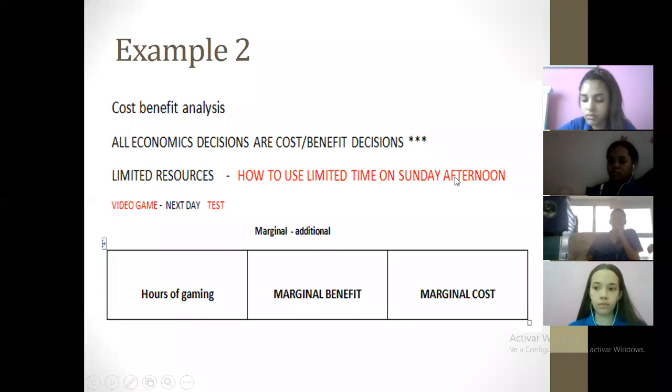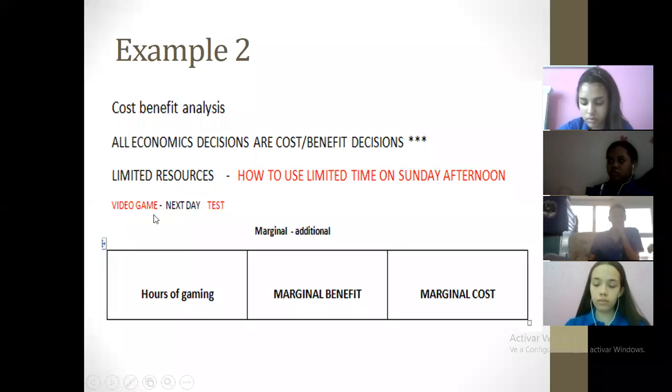Usually on Sunday afternoon you don't want to do anything, but he has two options. He can spend time playing video games, for instance playing Fortnite, but he already knows that on Monday he has a very important economics test, and he really needs to study for economics. So this is the dilemma, okay?